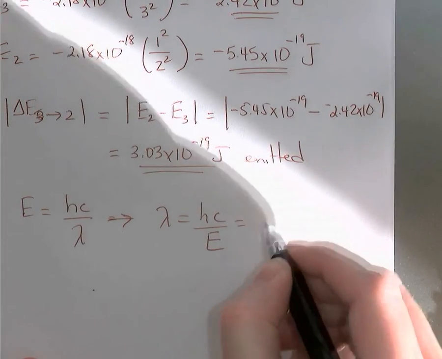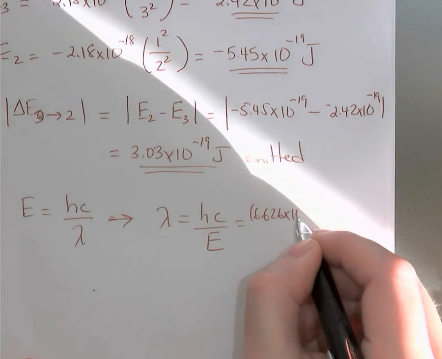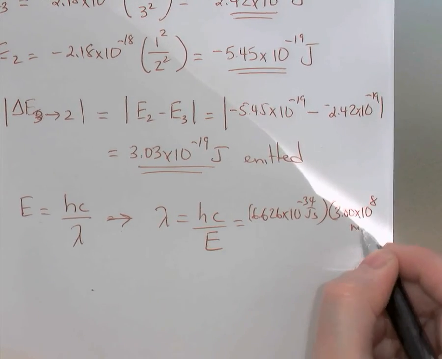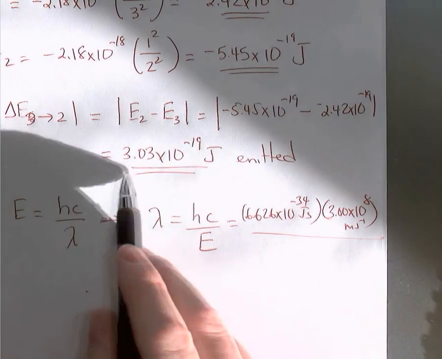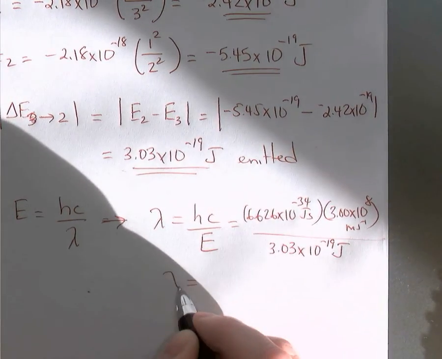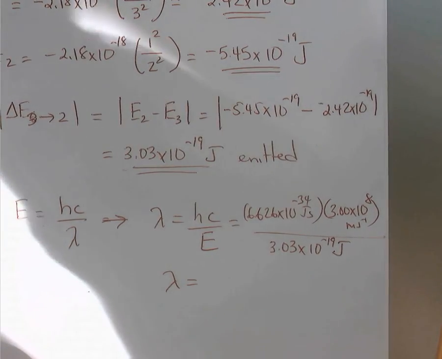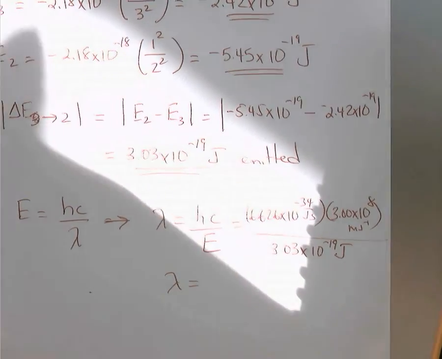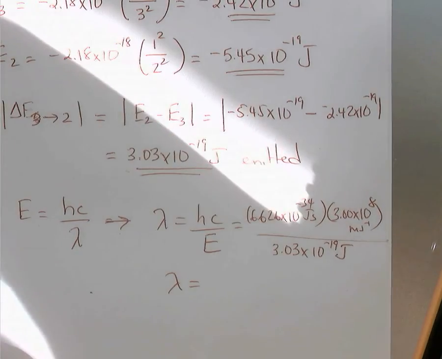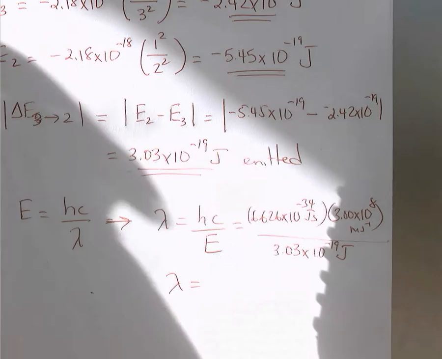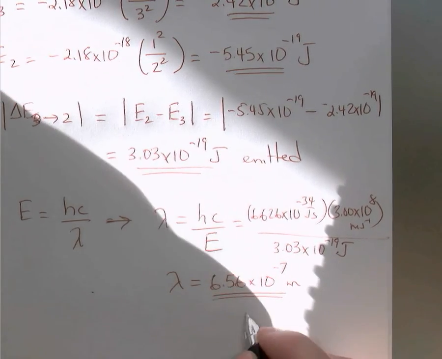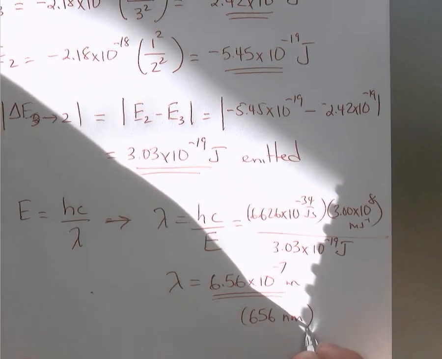So plugging in our constants, 6.626 times 10 to the minus 34 joule seconds, 3.00 times 10 to the 8 meters per second, and divide that by the energy, 3.03 times 10 to the minus 19 joules, and we get a wavelength of 6.626 times 10 to the minus 34 times 3 times 10 to the 8, divide by 3.03 times 10 to the minus 19, 6.56 times 10 to the minus 7 meters, which, if you prefer, is 656 nanometers.